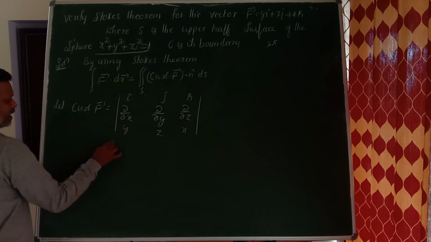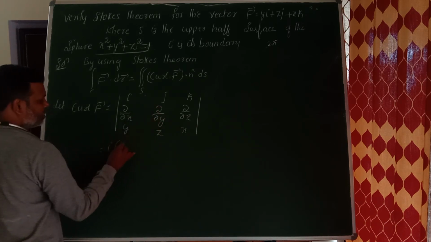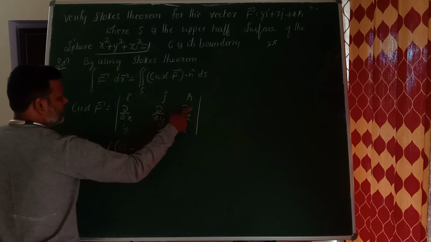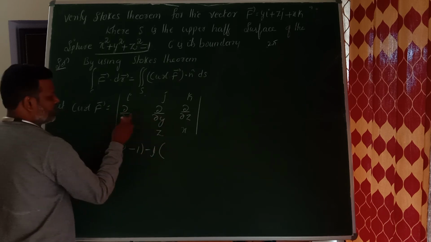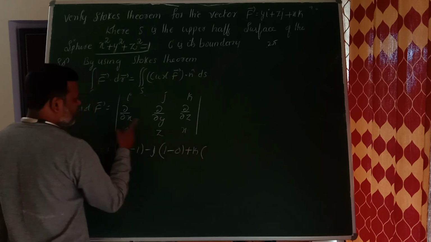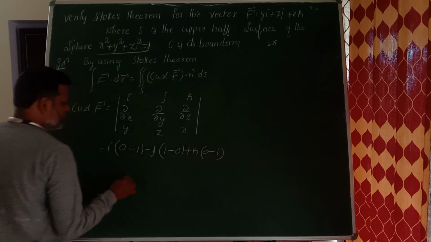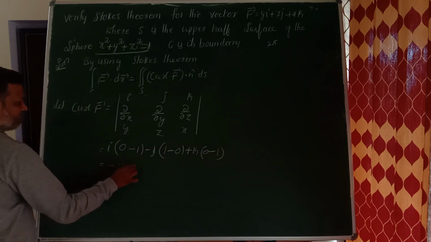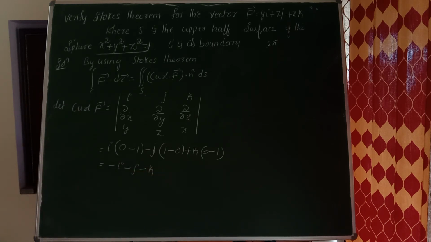Okay, what happens here? i into: the partial derivative of x with respect to y is 0, the partial derivative of z with respect to z is 1, minus j into, make this 1, so that is equal to 1, minus this becomes 0, plus k into 0 minus, y is there, 1. So that becomes minus i, minus j and minus k. Now actually we know that this is curl F.